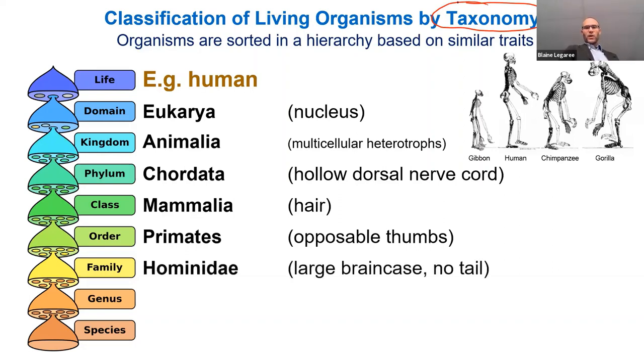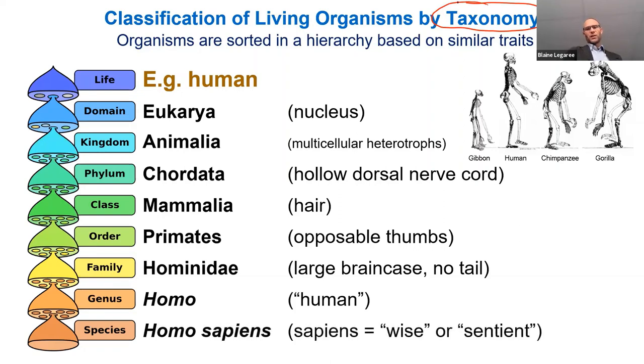What family are we in? We are in the hominids. So we have a large brain case and no tail. That makes us an ape too, by the way, no tail. What genus are we in? You probably know we are Homo sapiens. So Homo means human, and sapiens, well, we got to name ourselves, so we call ourselves wise or sentient, which means thinking, right? So we're Homo sapiens, and you probably knew that already.